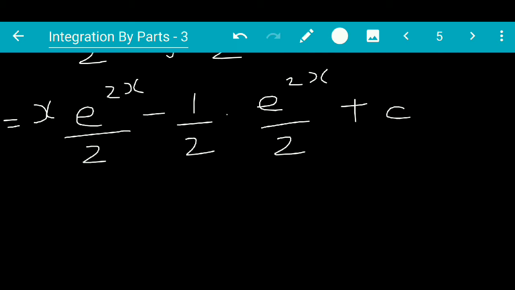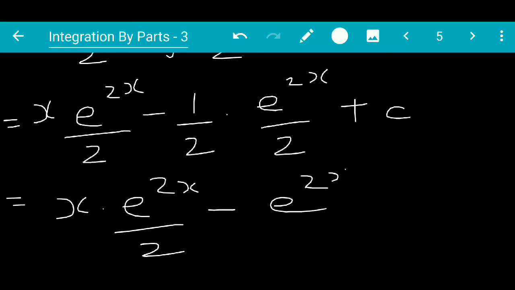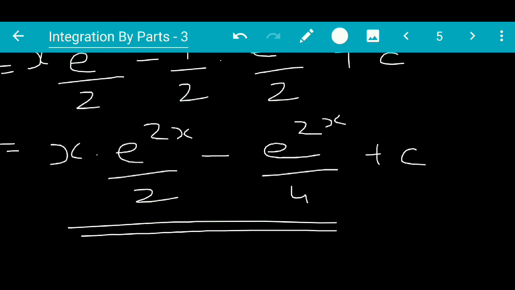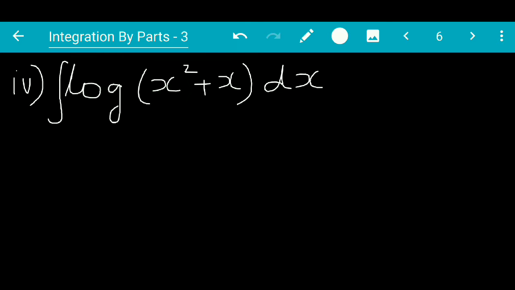We can either leave the answer like this by writing x into e raised to 2x upon 2 minus e raised to 2x upon 4 plus c. Okay, this can be our final answer, or you can do one more thing. To get the answer that they have given behind, you can just take e raised to 2x upon 4 common, and then you will get the answer given behind in the textbook. That I leave it to you, and we move on to the next sum, the fourth sum.